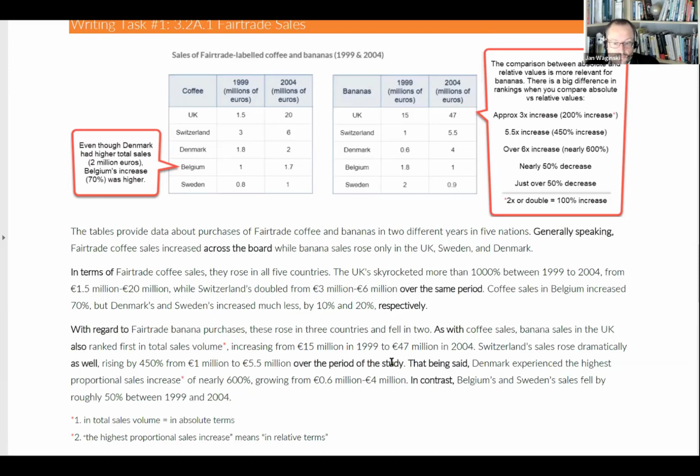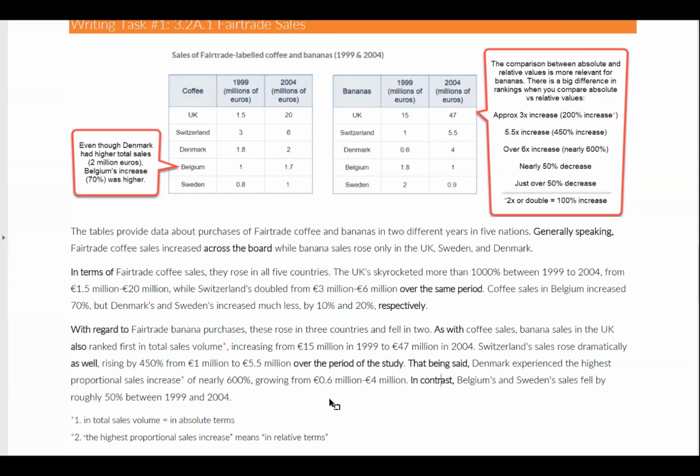That being said, Denmark experienced the highest proportional sales increase. So proportional sales increase is the same as in relative terms, of nearly 600%, growing from 0.6 to 4 million euros. In contrast, Belgium's and Sweden's sales fell by roughly 50% between 1999 and 2004. So those were lumped together.